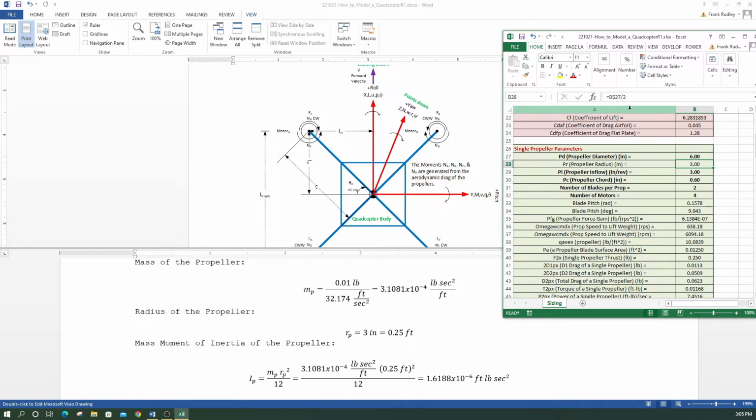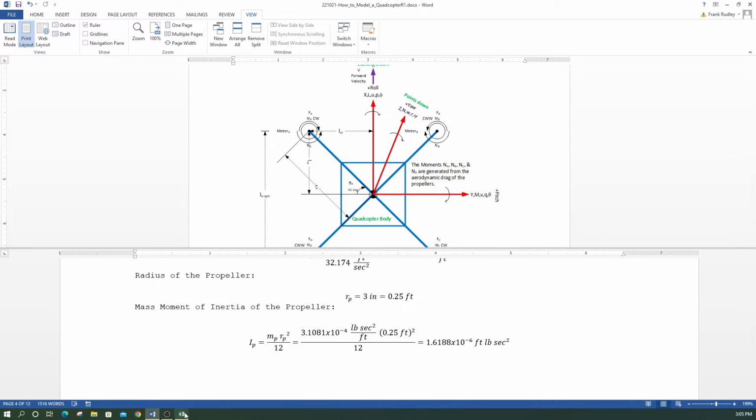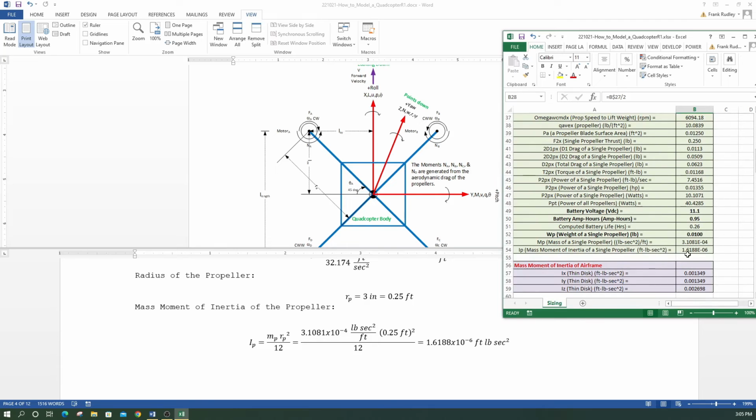So anyway, we have our radius of the propeller is 3 inches. The mass moment of inertia of our propeller is over here, and we use a spreadsheet to compute it. It's the mass of the propeller times the radius of the propeller squared, which is 0.25 feet, over 12. So we get 1.6188 times 10 to the minus 6 foot-pound-second squared.